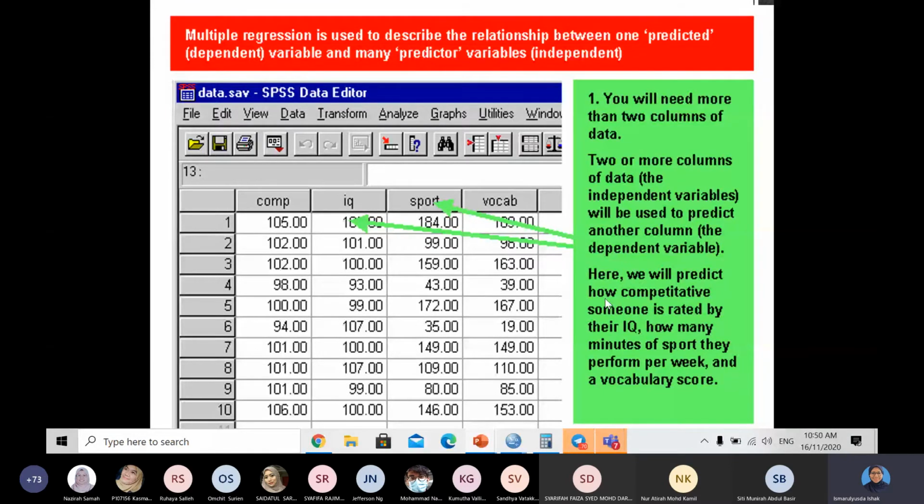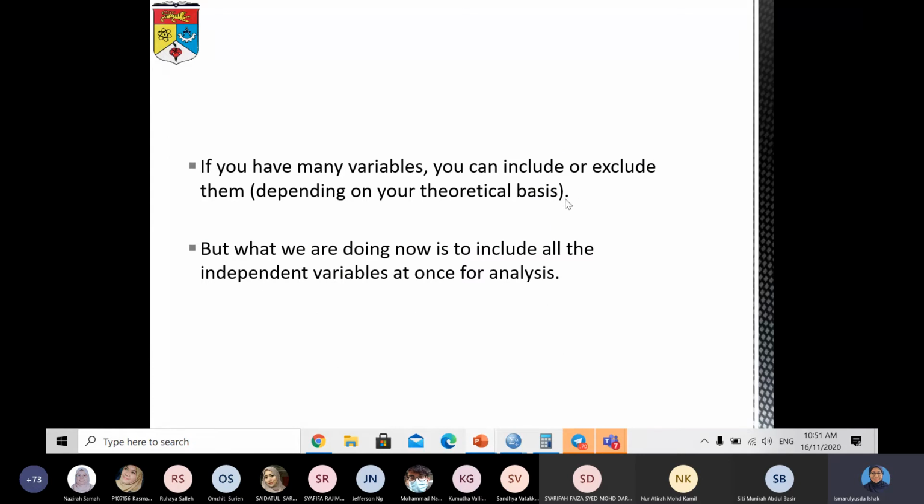So here we will predict how competitive someone is rated by their IQ, how many minutes of sport they perform per week, and a vocabulary score. Okay, if you have many variables, you can include or exclude them depending on your theoretical basis. This is the importance of your conceptual framework. When it shows that this influences, this influences, that also, from there you can manage which to include and which not to include.